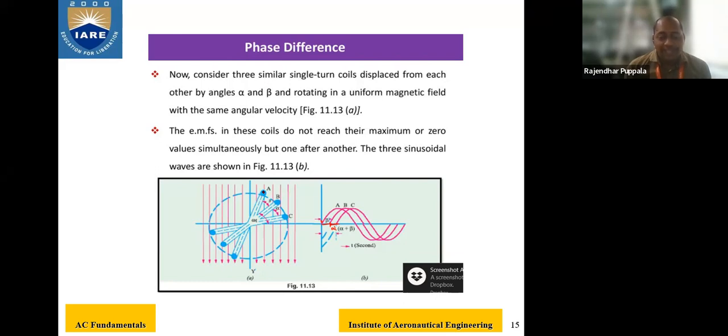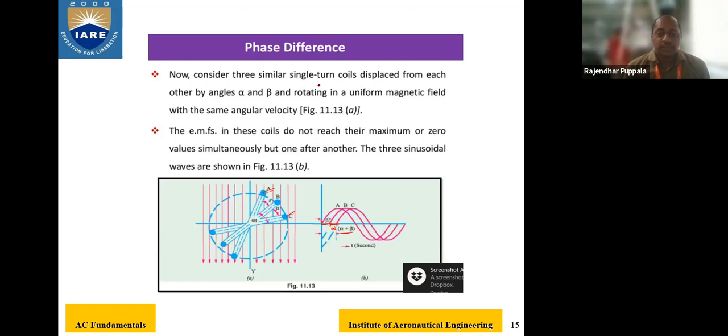But if you take between A and C, what will be the phase difference here between A and C? B is started after an angle of beta, right? When you compare to A, now C is started after an angle of alpha when you compare with B here. So the total phase difference between A and C will be beta plus alpha here, alpha plus beta. That is what we are calling a phase difference.